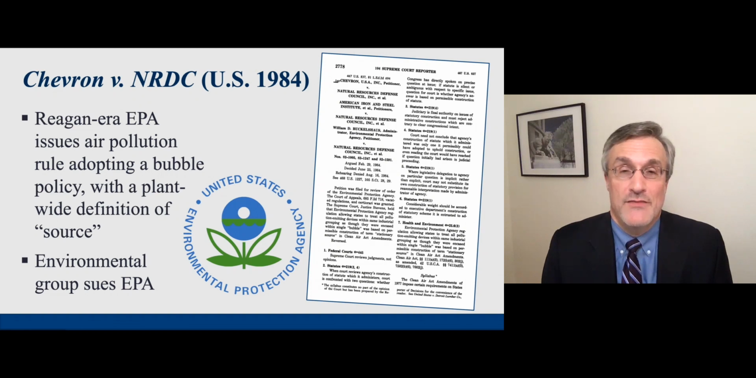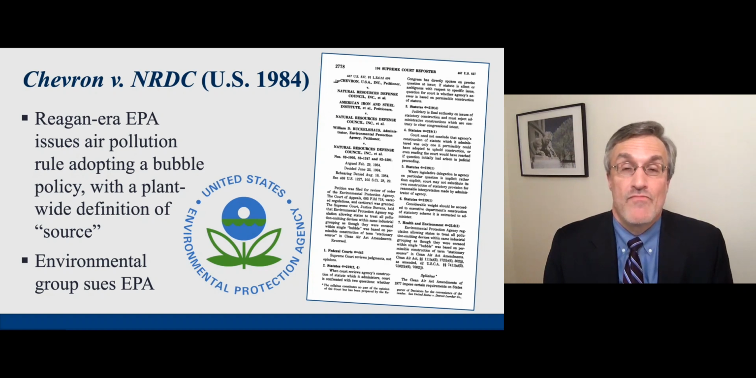It adopted a bubble policy that accepted the plant-wide definition of source, not the individual smokestack by individual smokestack definition. Environmental groups thought that the individual by individual definition was more environmentally protective, so they went to court and filed a petition for review against the EPA, asking a court to declare that the EPA had violated the Clean Air Act by adopting a definition of source that doesn't fit with the meaning of the Clean Air Act.